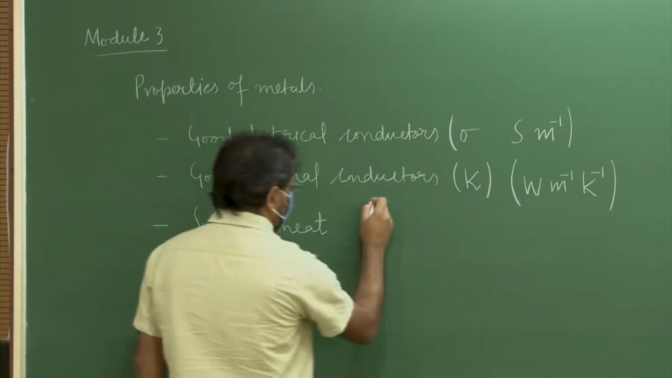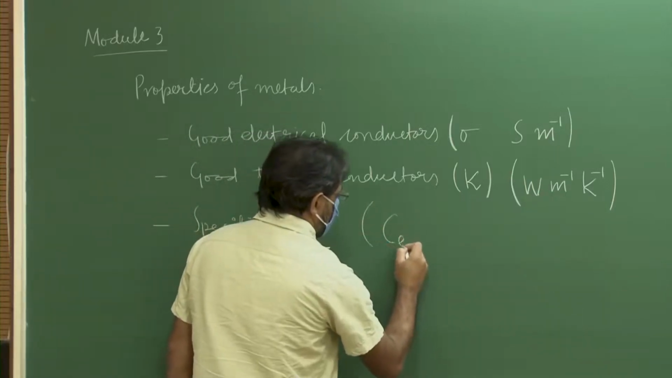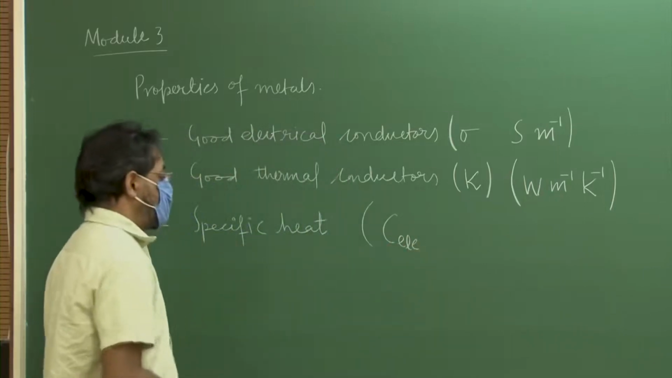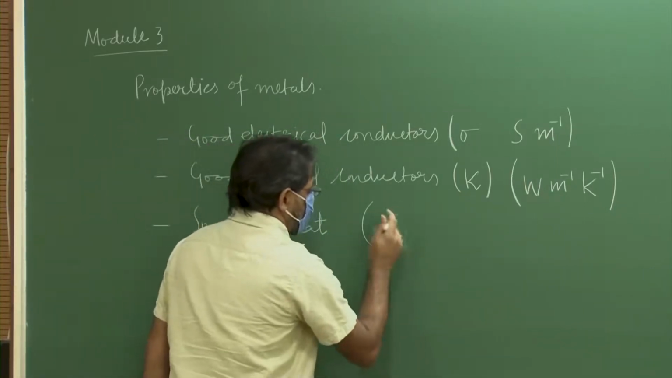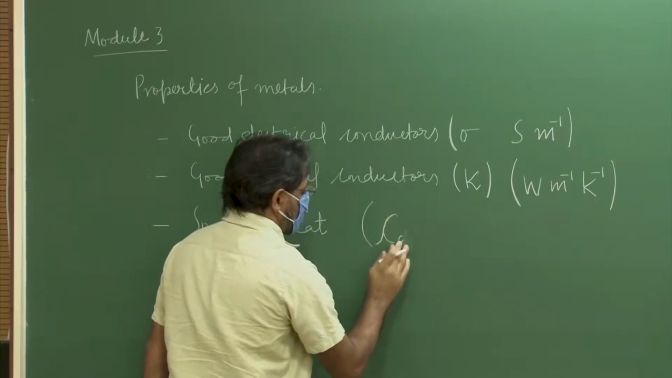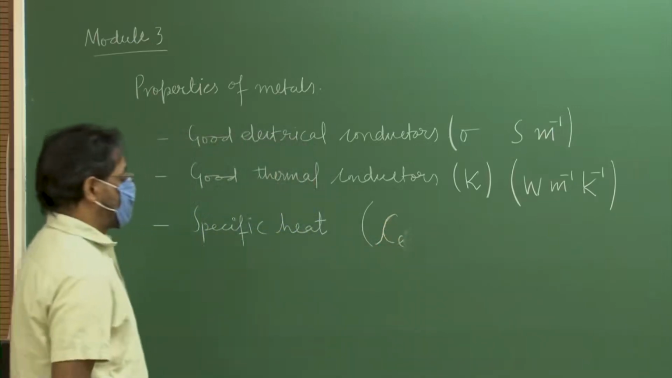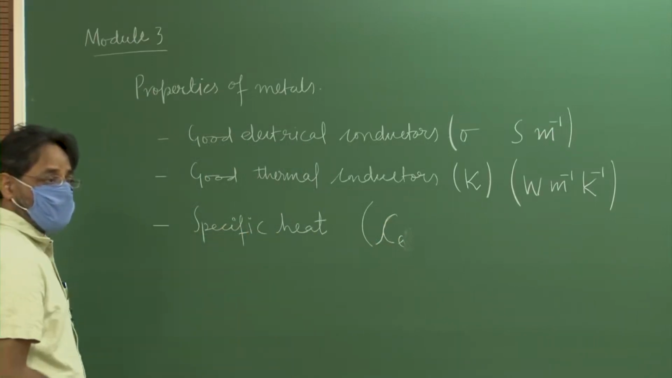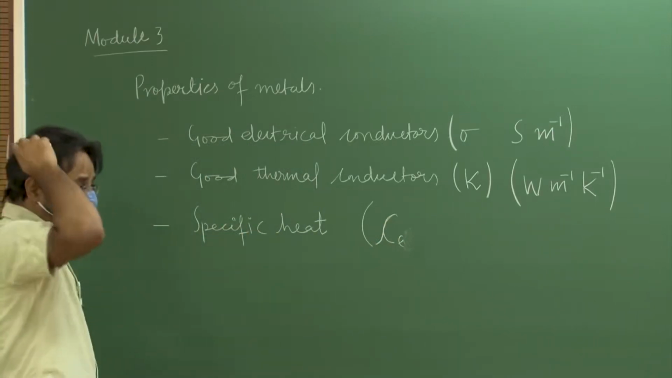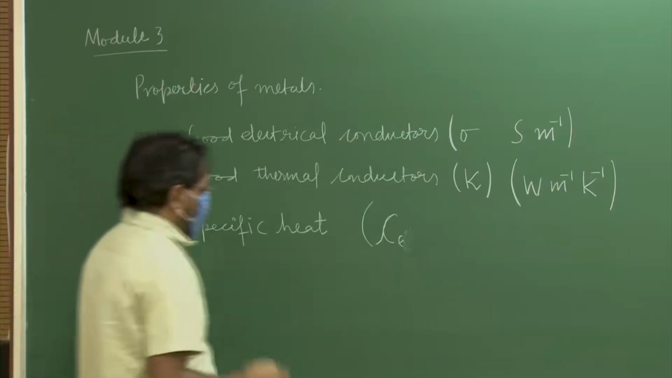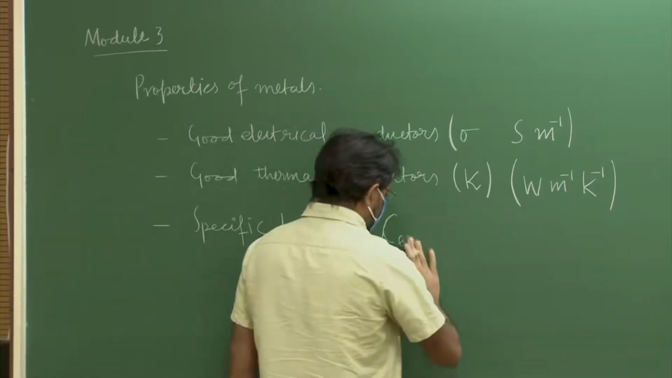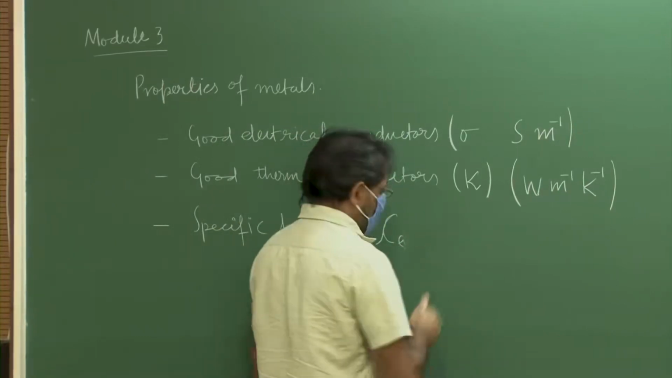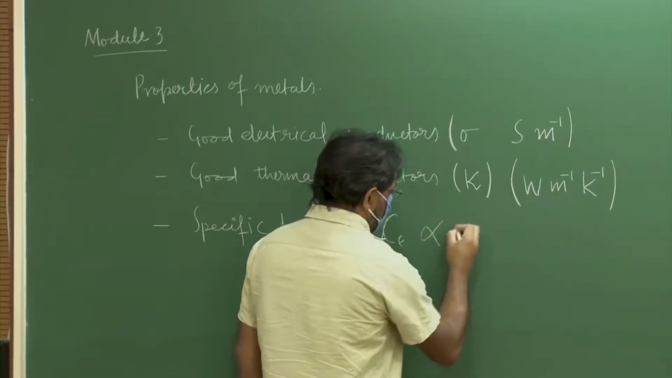So it will be C electronic. So we can write it as CE. CE I think is better. CE is the electronic specific heat, and you measure it in the same units, joule per mole Kelvin or joule per kilogram Kelvin or whatever, right? And what is very interesting is that the specific heat of metals goes as T.